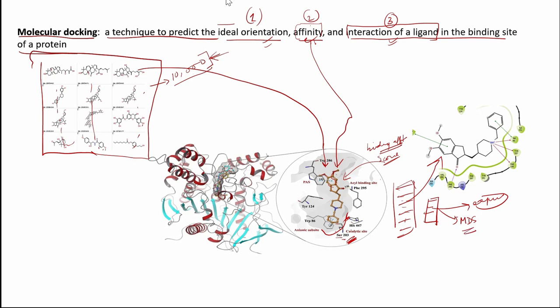so based on the flexibility, we can again classify docking into rigid docking, rigid receptor and flexible ligand docking. Or if you are keeping both the receptor and the ligand flexible, then you call it flexible docking. Okay, so both receptor and ligand you are keeping it rigid.